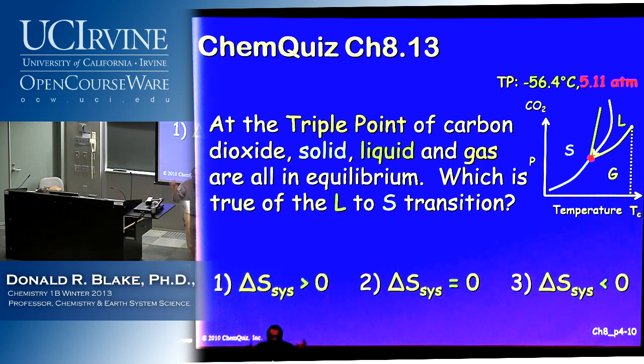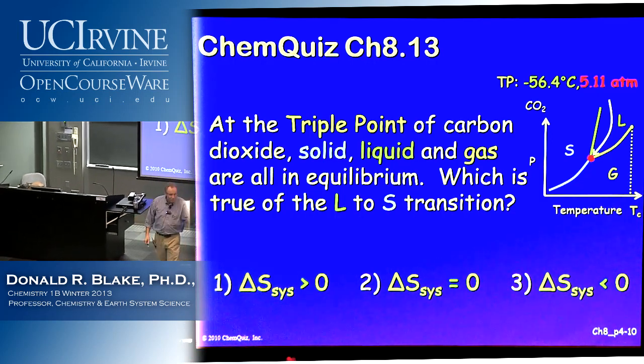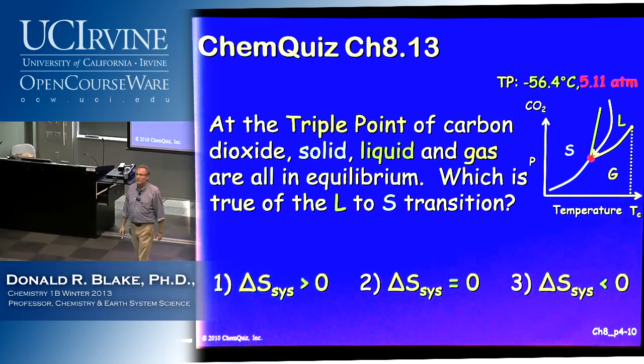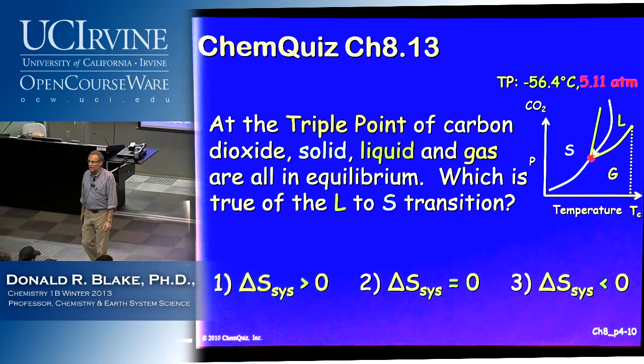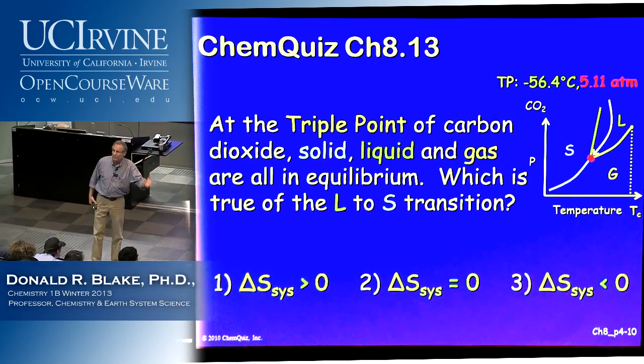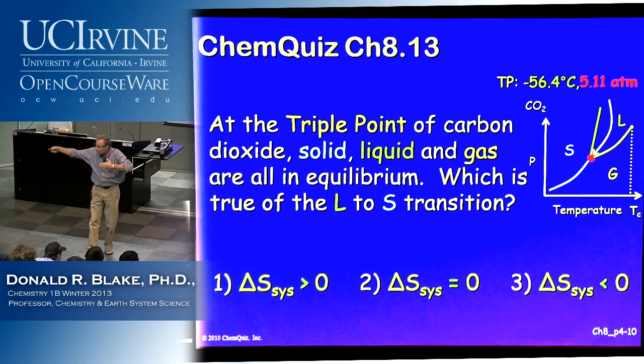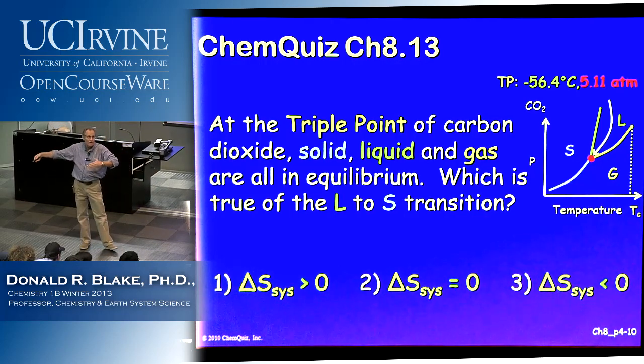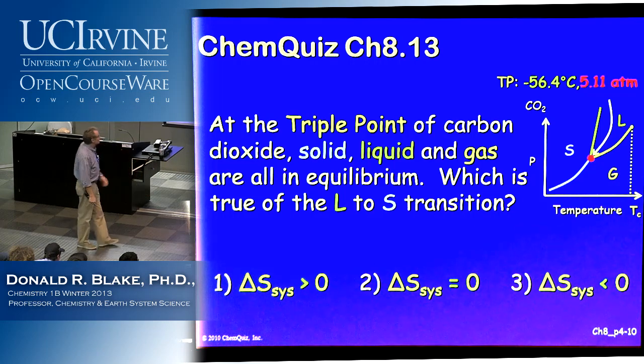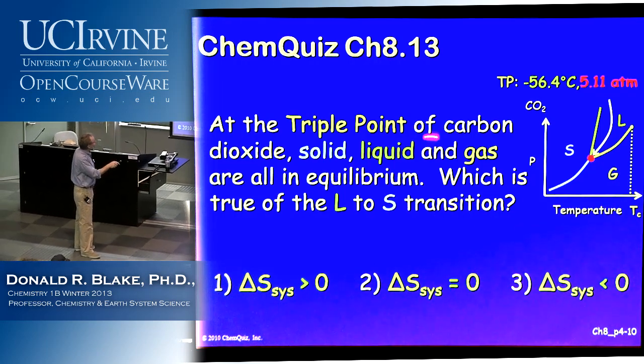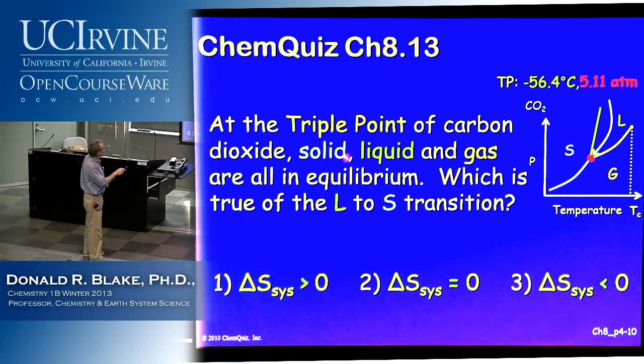I'd rather you look at the equation, folks. I'd rather you understand that equation, that delta G is equal to delta H minus T delta S, and you can just play around and figure out under what conditions you're going to have a negative delta G, and in which conditions you're going to have a positive delta G. At the triple point, carbon dioxide solid, liquid, and gas are all at equilibrium.